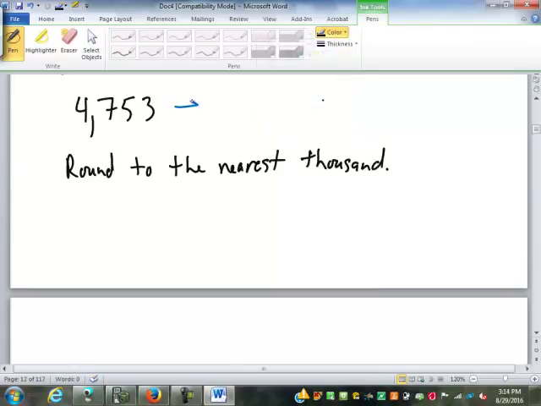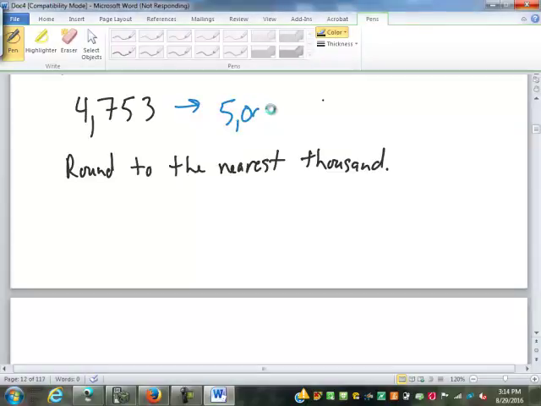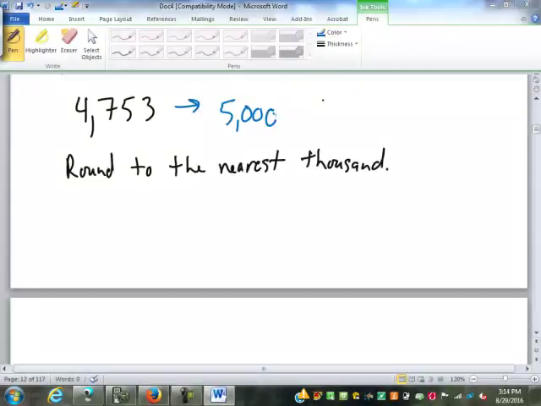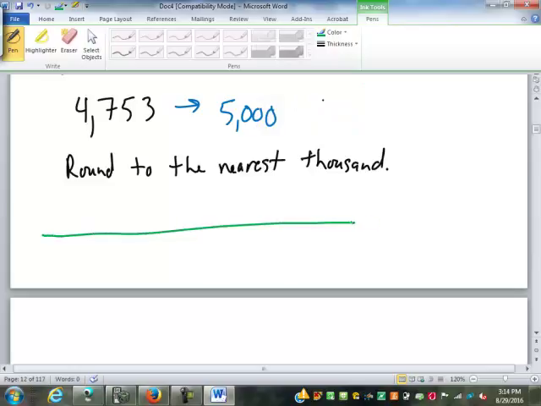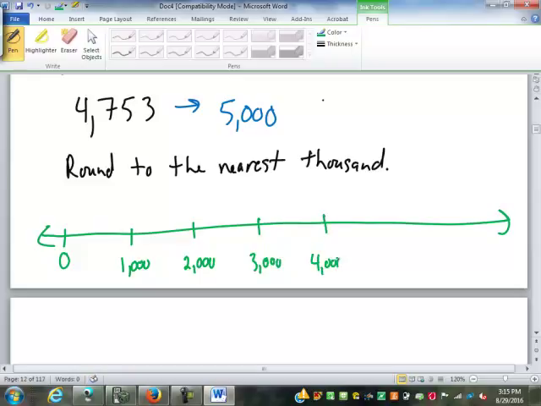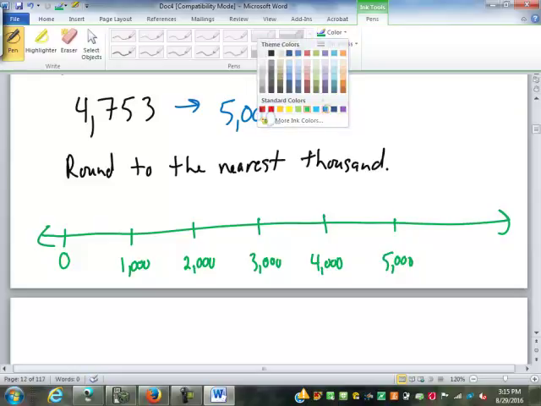Well, what would that round to the nearest 1,000? 5,000. Very good. What that means literally when you're asked to round to the nearest 1,000: a lot of our basic functions in math refer to a number line. What this is saying is we have a number line that is numbered in thousands, and it's asking us physically which 1,000 is it closest to.